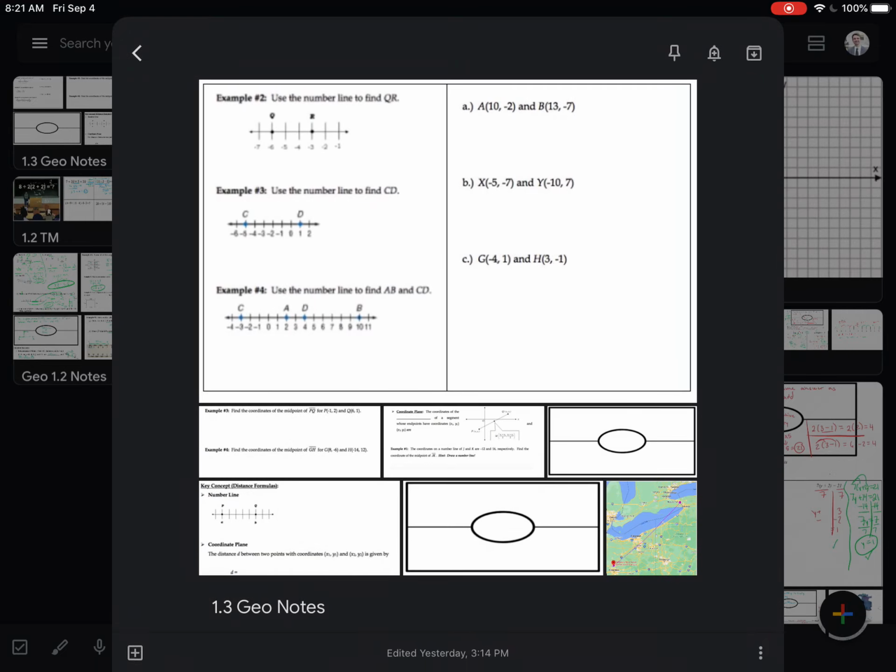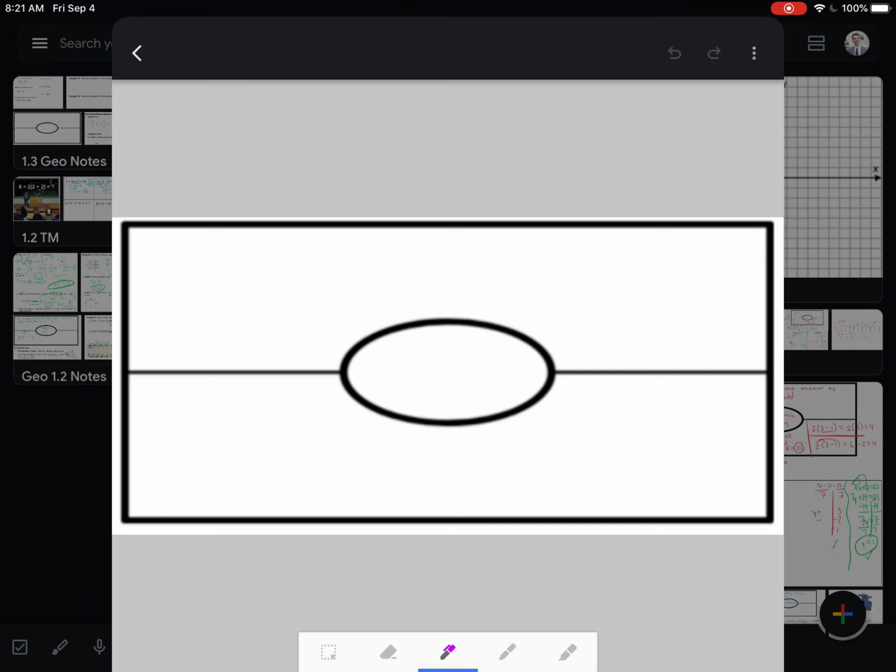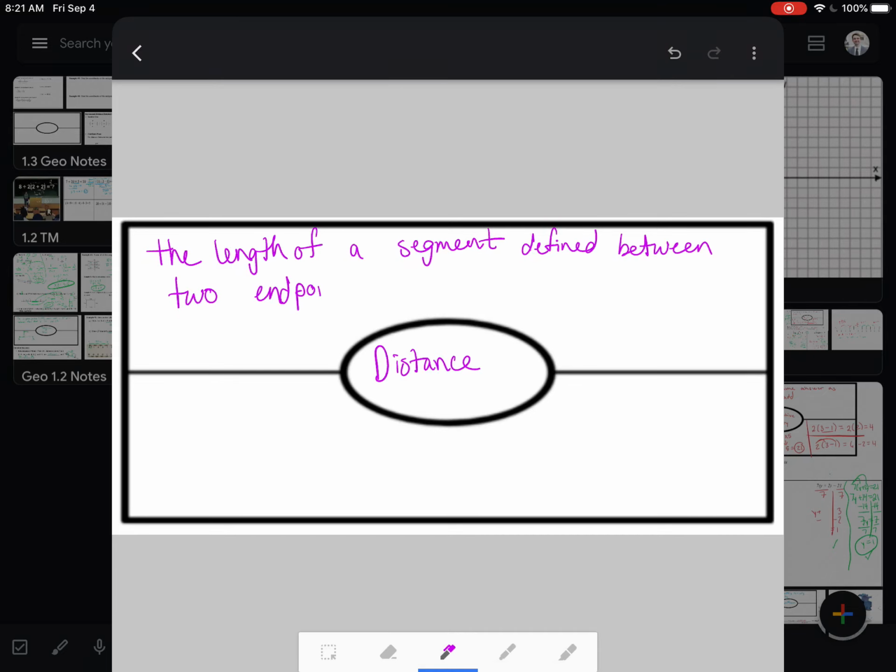So to start off today, our first definition is distance. And our geometric definition of distance is the length of a segment defined between two endpoints. That's just a really fancy way of saying the measure for the distance between two endpoints.